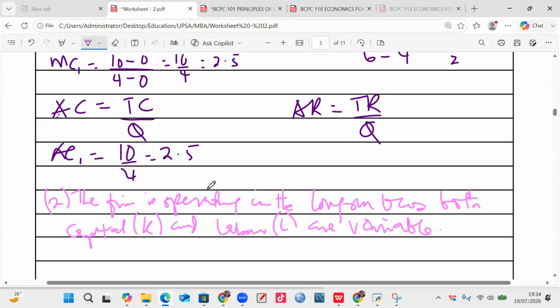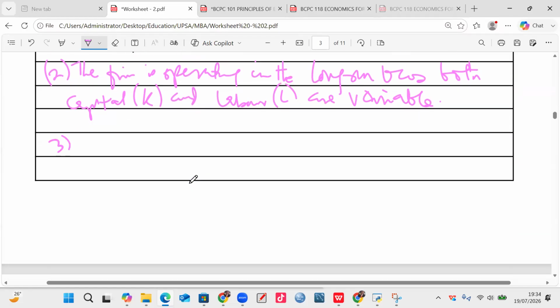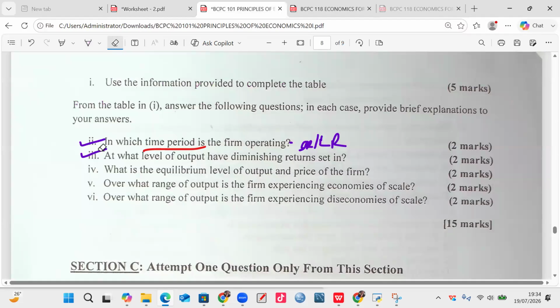Are you good? Yes, please. A variable means they keep changing. Or we can say, at maximum, that is PR equals MR. Okay, that's fine. At what level of output have diminishing returns set in?